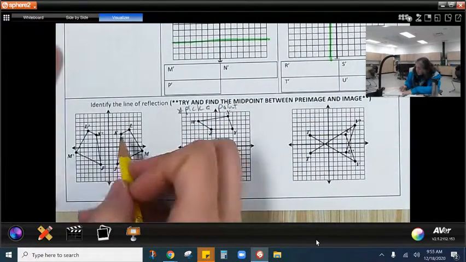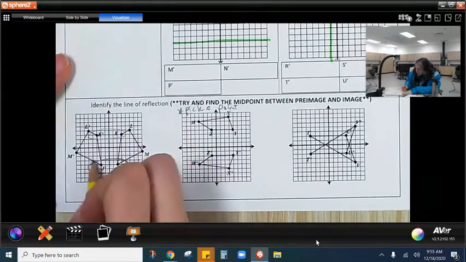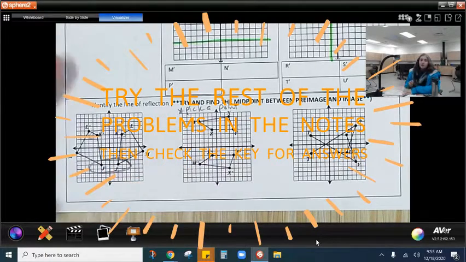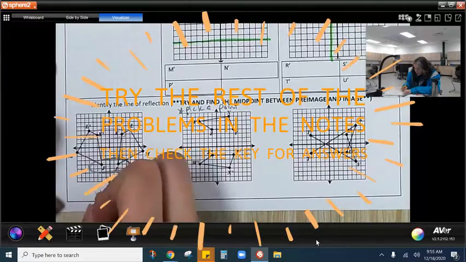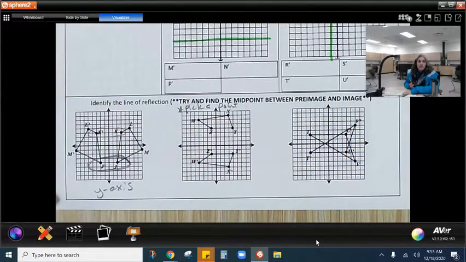I'm going to go with J and J prime. That'll be fine. So they are 1, 2, 3, 4 spaces apart from each other. Half of that is 2. What is 2 spaces apart from them? 2 spaces apart is the y-axis. So that is their line of reflection, is the y-axis.